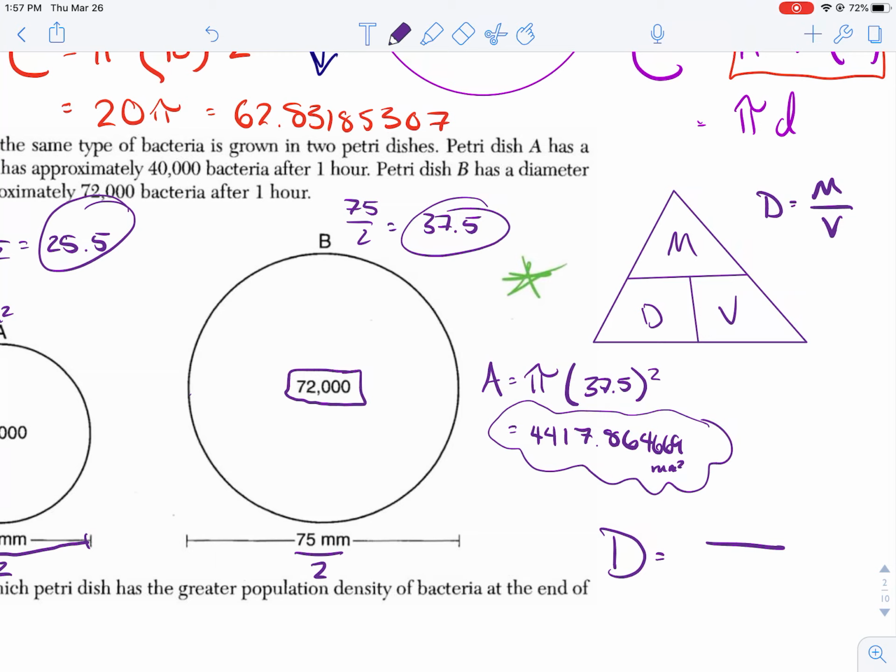What we're trying to find is how much bacteria per square millimeter. That is our density. Anytime you run into a population density problem, this is how you solve it. You find the area of the two-dimensional shape, and you divide the mass, which in this case is bacteria, by your area. So we take the 72,000, because that is our mass, and divide that by 4417.864669.